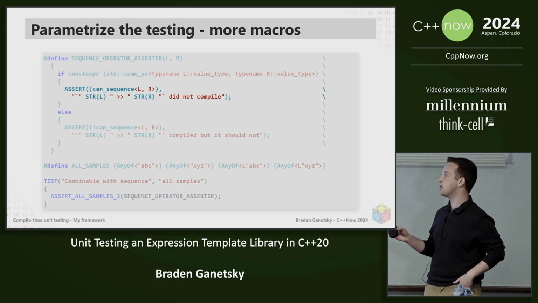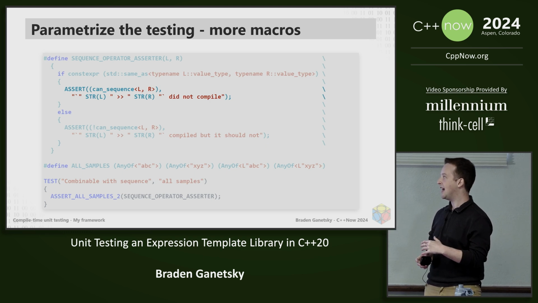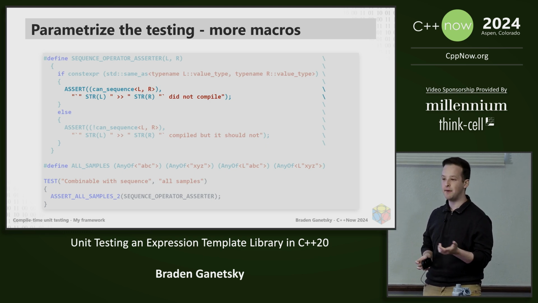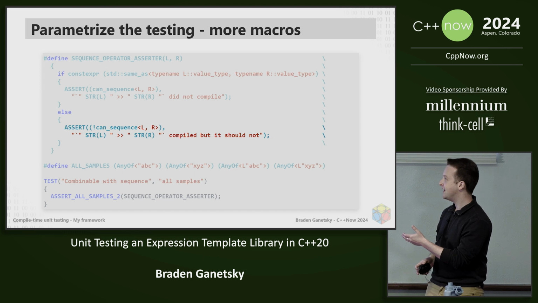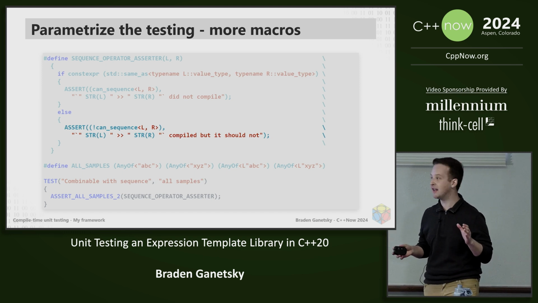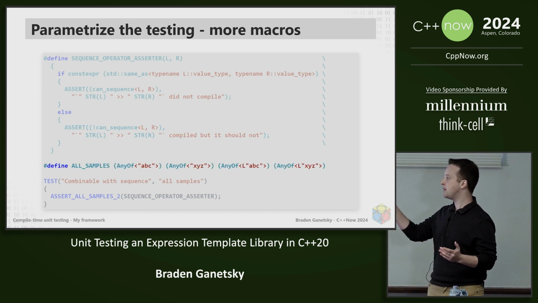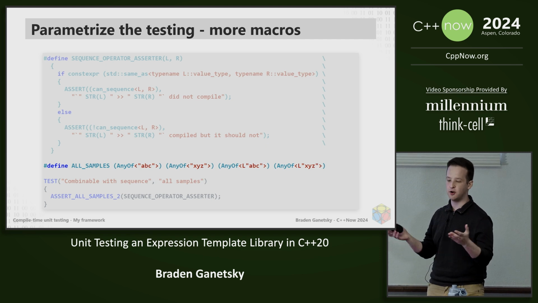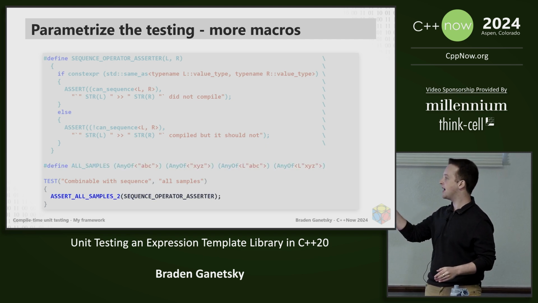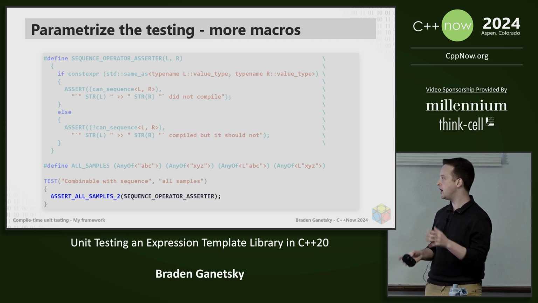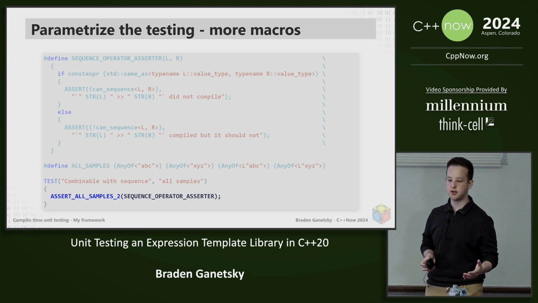If they are, I'm going to assert that we can sequence L and R together. And I actually have a custom error message this time, and the same in the else case. I think that's great, so this will actually give me something that's valuable. I'm going to have only 4 samples in my all samples because, slideware. And then I'll assert that all samples to the binary with sequence operator asserter.